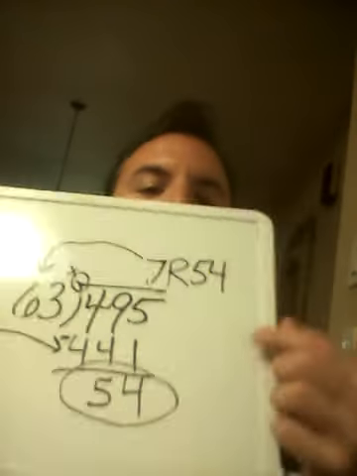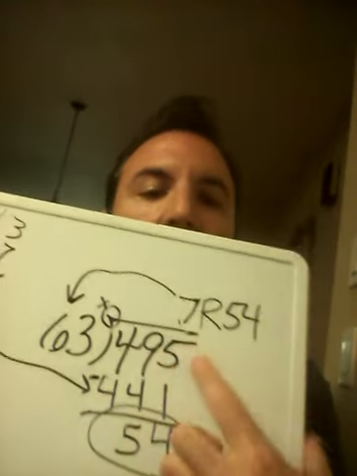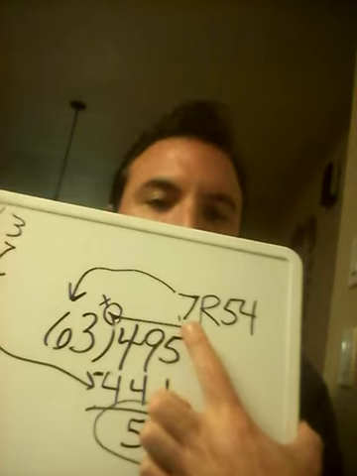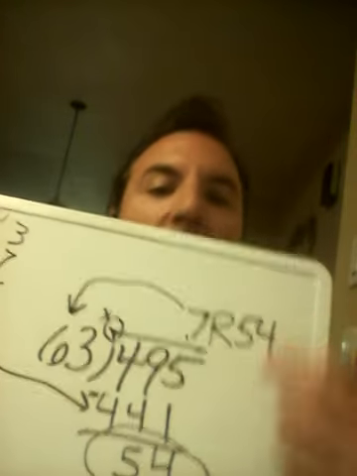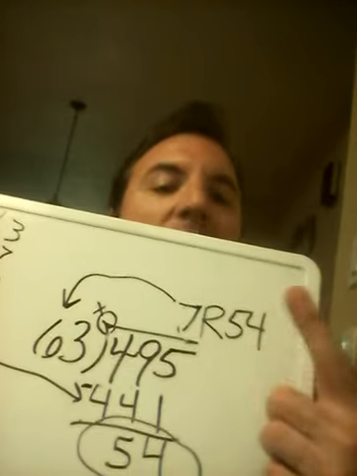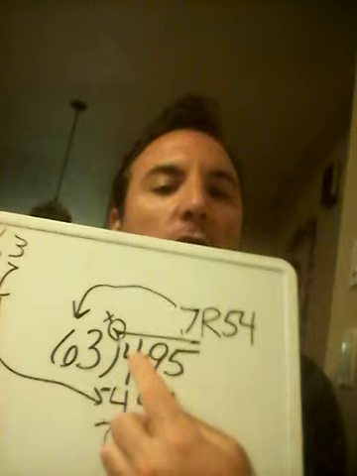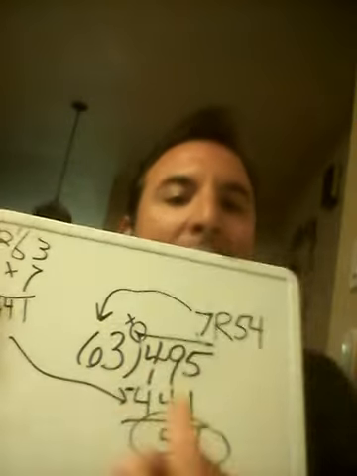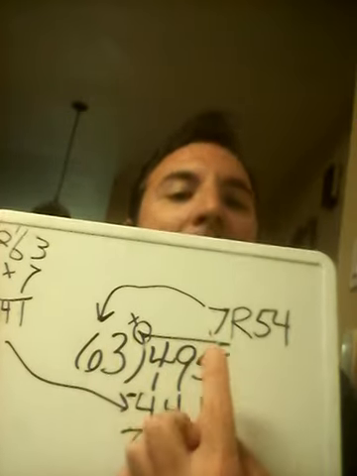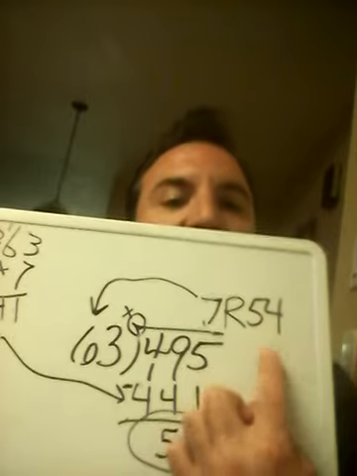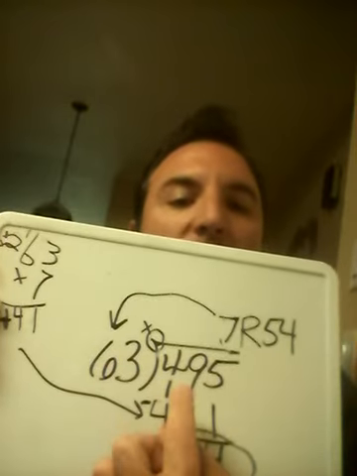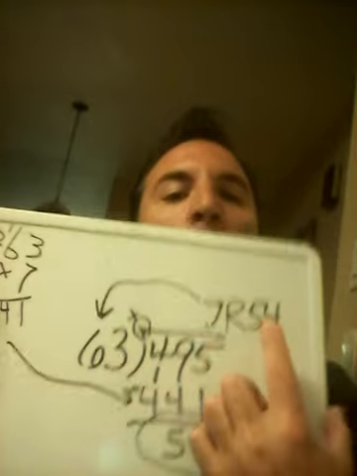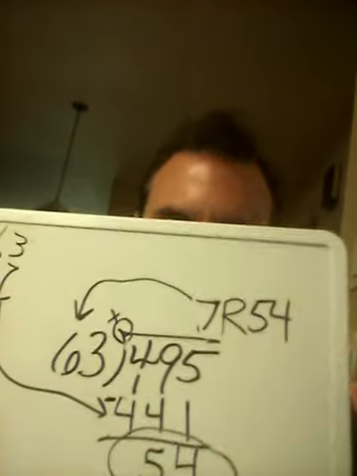Remember, this right here is really not a 7. This is 7 groups of 63, okay? This is 54 ones. This 54 is what's left over. So basically, if I drew 495 dots and I circled 63 at a time, I would have 7 circles with 54 dots left over. So basically, 63 goes into 495 7 times with 54 remaining or left over.